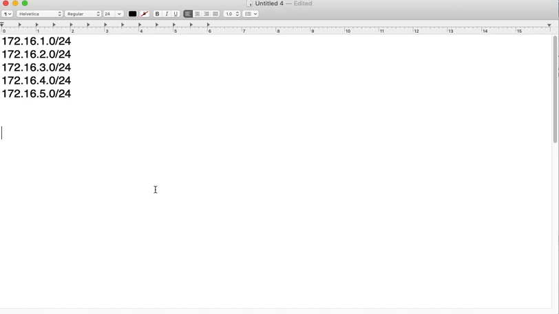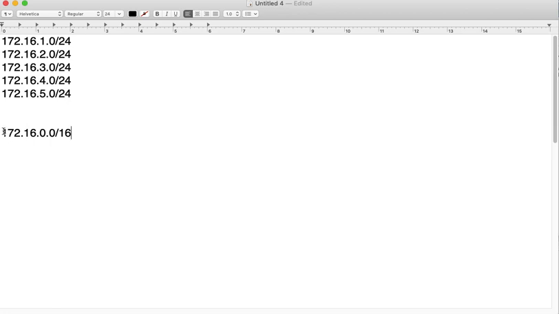We have 172.16.1.0/24 up to 172.16.5.0/24. So hopefully we all realize that we could very easily type /16 as a summary for those subnets, but this would include everything from 0.0 to 255.255. So while it would indeed include all of these networks, it also includes a lot more than we want.